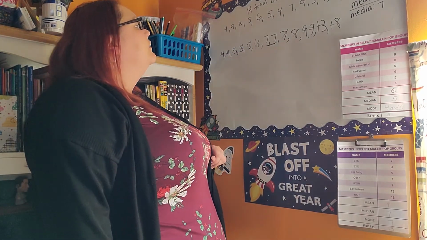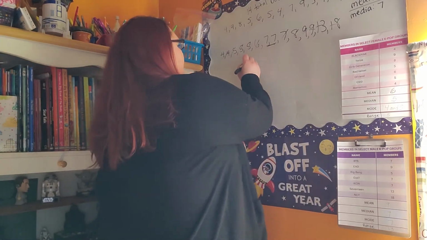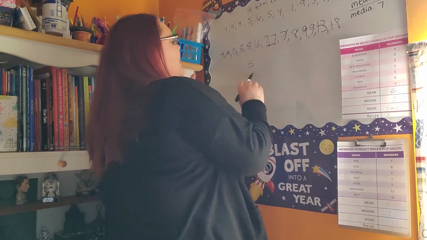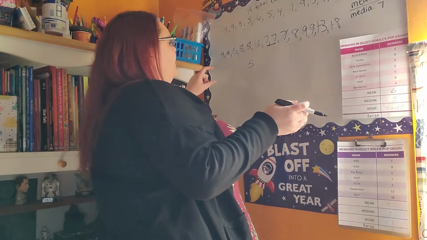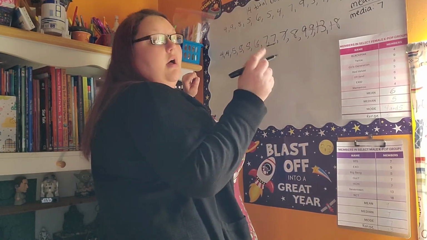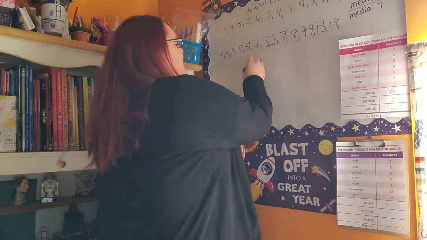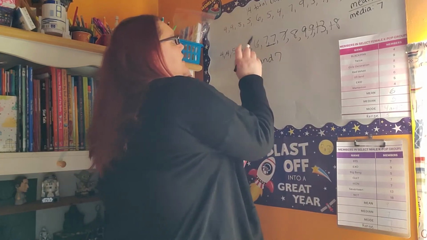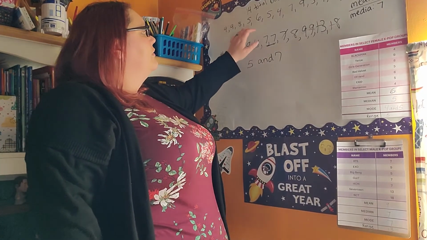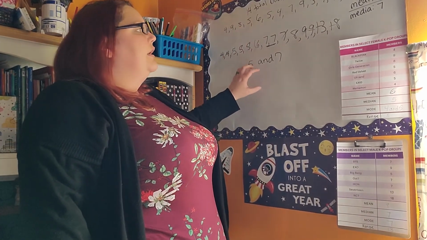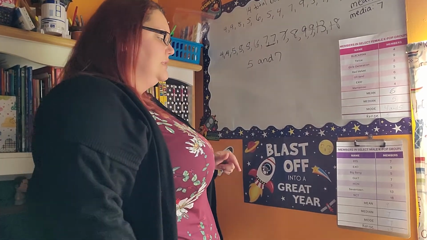How many 5s are there? 3. Okay. So the 4s can't be the biggest number because there's 3 5s. And you said what? Oh, 7? Yeah. And is there 3 7s as well? Yes. Okay, so the 5 and 7 is going to be our mode.